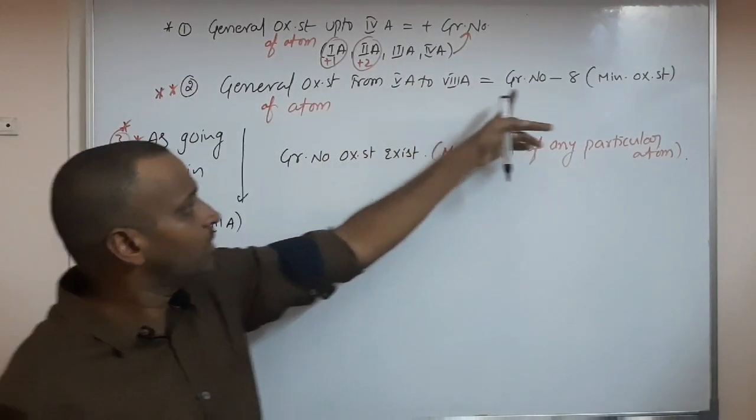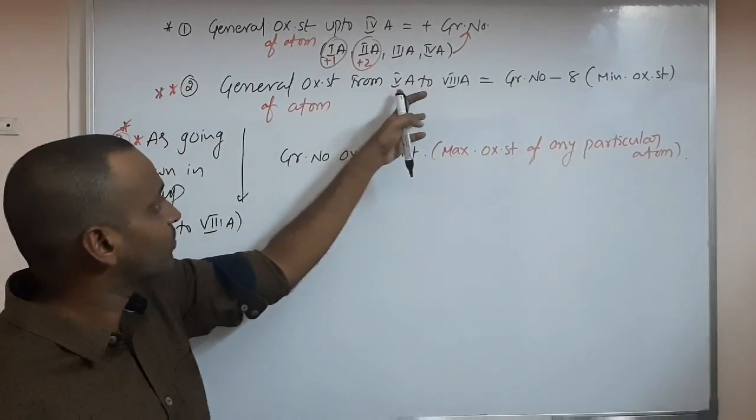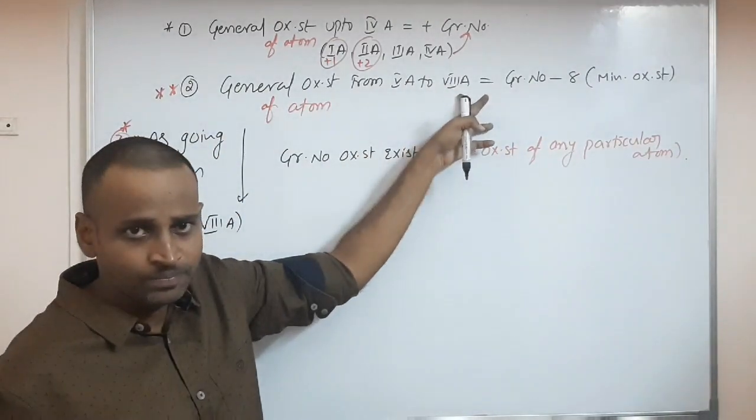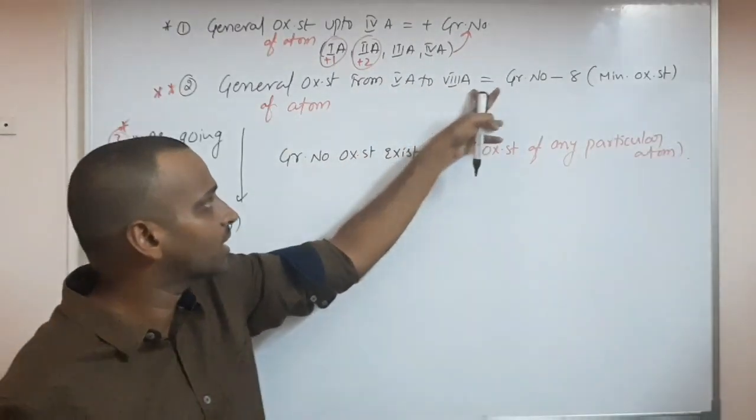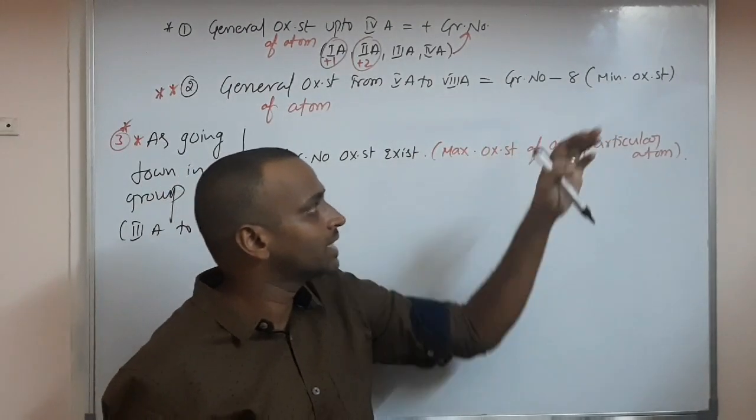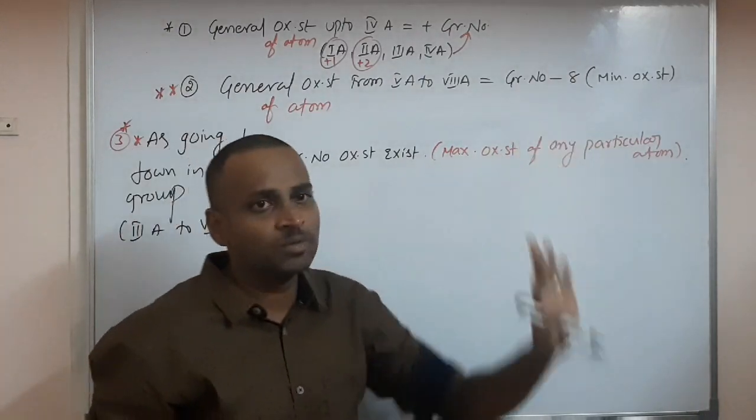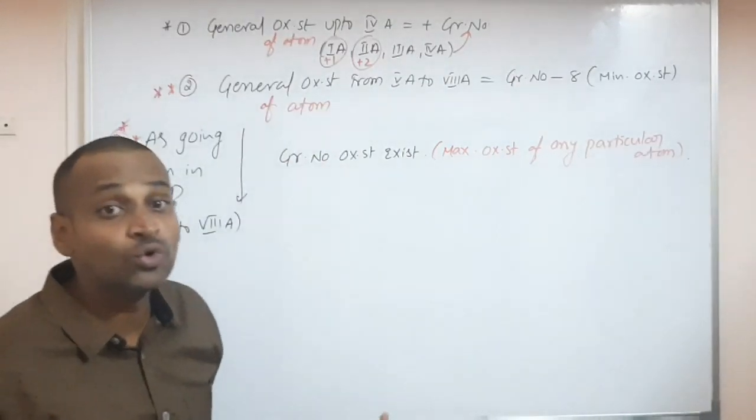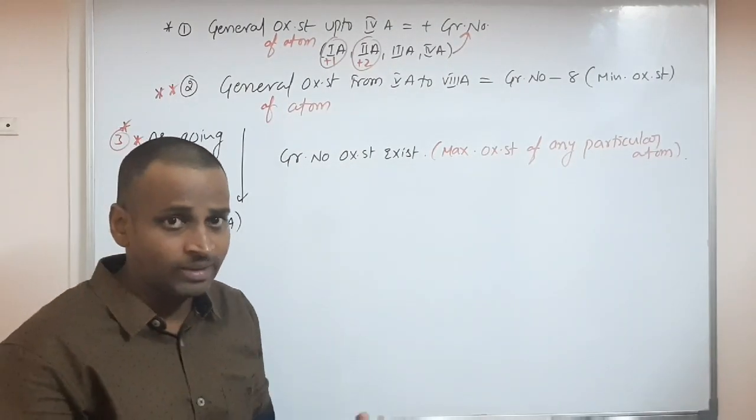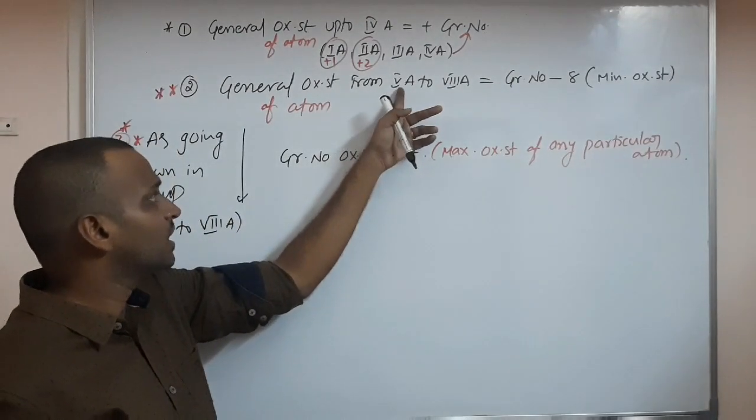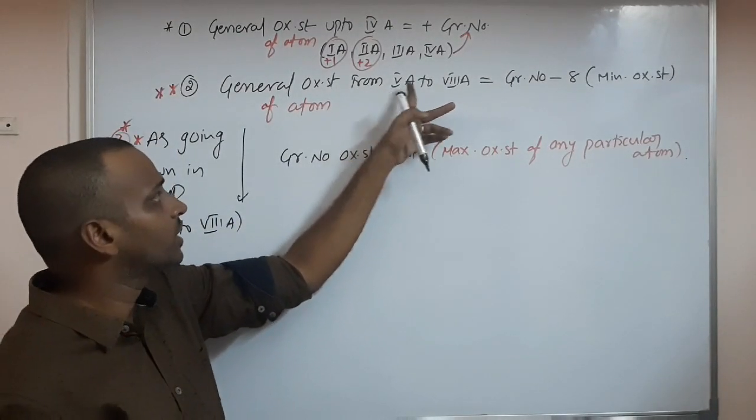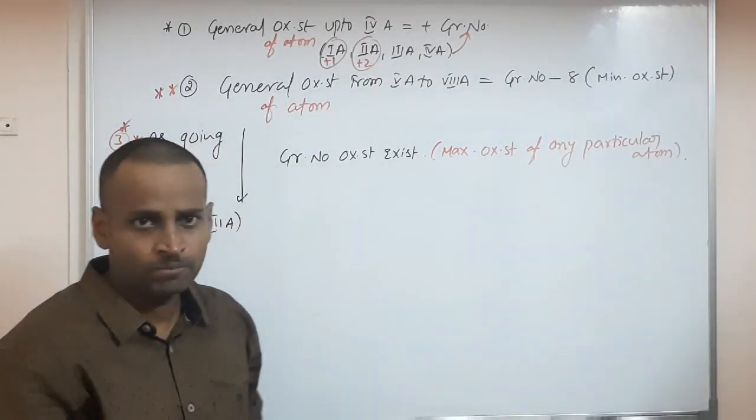Okay. So, minimum oxidation state of any atom from 5A to 8A. For any 5A to 8A atom, group number -8 is the minimum oxidation state and group number is the maximum oxidation state. For whom? For those elements which are present in any group of 5A to 8A.